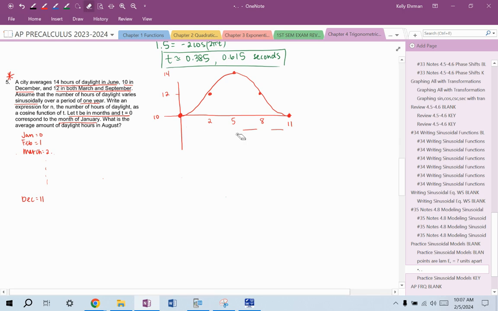So I made a slight adjustment on my key, and I just did what I always do. If the period is equal to 11, I said, all right, this would be 11 over 4. That's where this point would start, because that's the midline. And this would be 11 over 2. So 5.5 instead of 5, right? So anyway, that's all I'm saying.